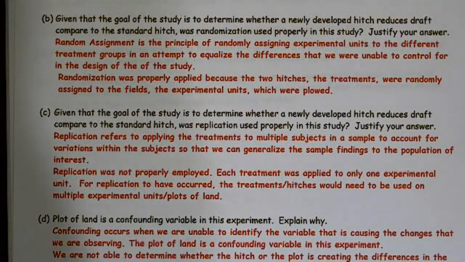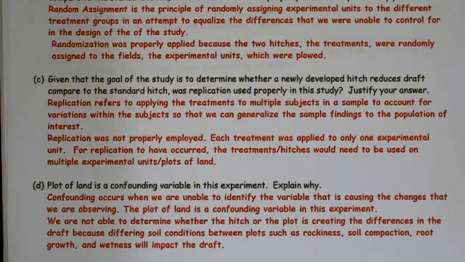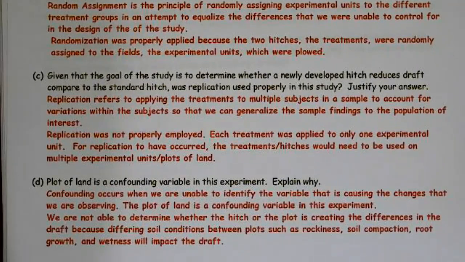All right. Plot of land is a confounding variable. Confounding occurs when we're unable to determine the variable that is causing the changes that we are observing. In this case, we might not know whether it's the plot of land or the hitch. So the plot of land is a confounding variable in the experiment. We're not able to determine whether the hitch or the plot of land is creating the differences in the draft, because both of them could impact the draft.